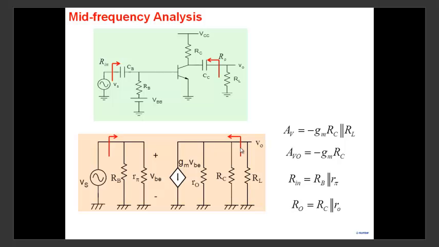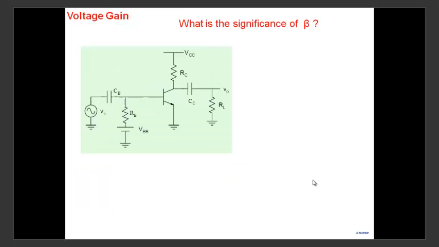And output resistance looking from here. When we calculate output resistance, we short the source. When the source is shorted, there is no VBE, and therefore this current source is open circuit. And when you look from here, all that you see is R0 in parallel with RC. So that's the output resistance. Very easy to calculate open circuit voltage gain, Rin, R0.